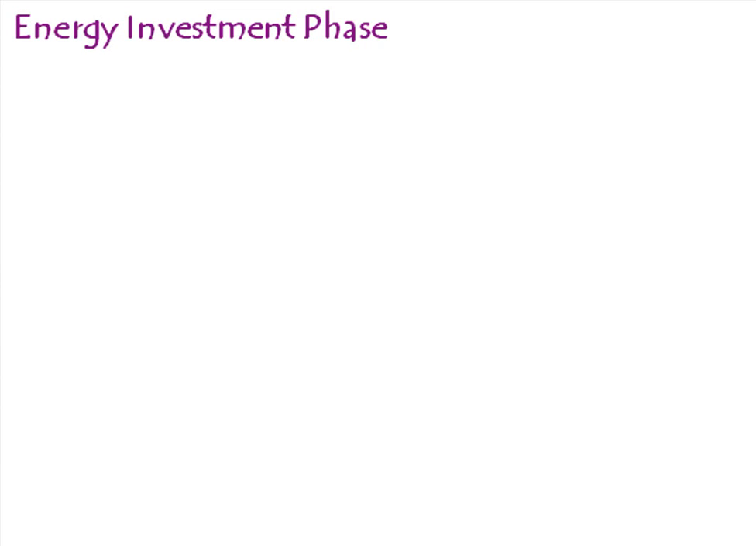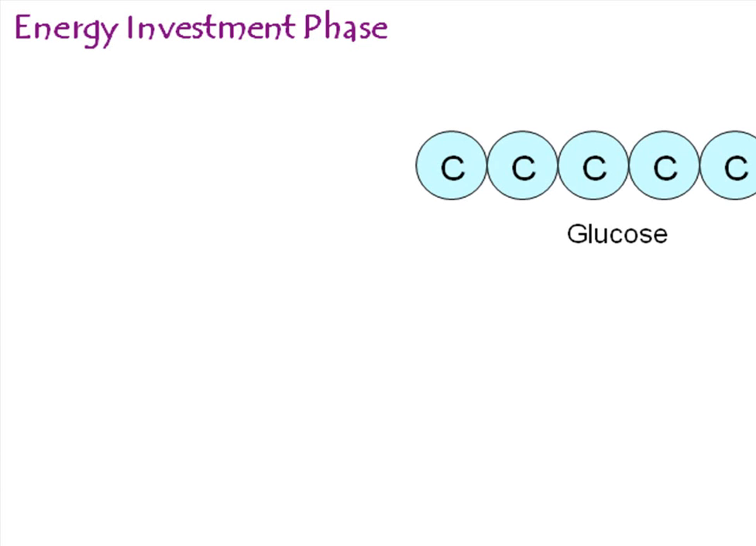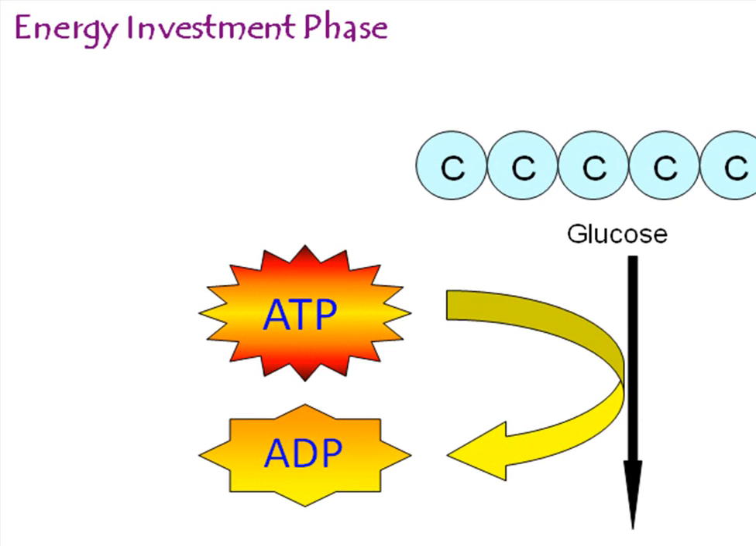When we start off with our energy investment phase, it goes through exactly what it seems like it would. It requires energy to begin. So here we have the 6-carbon glucose molecule. The very first step or chemical reaction in glycolysis is the input of energy. And so we take ATP and we transfer some of the energy into our reaction.